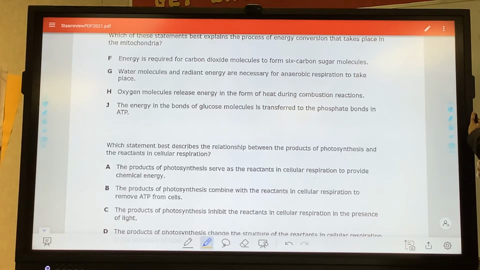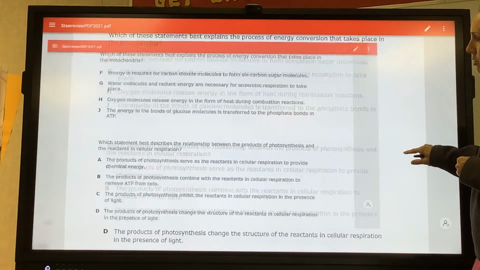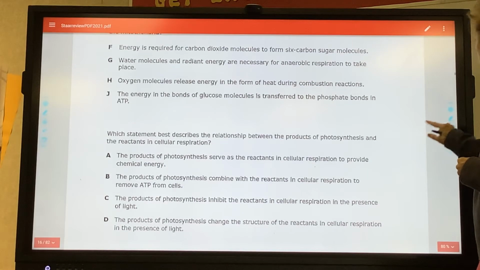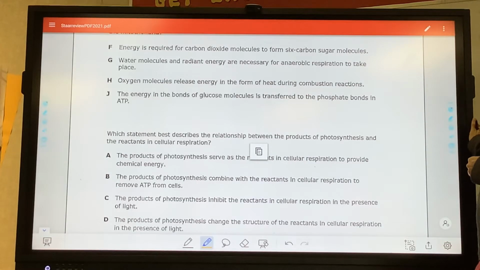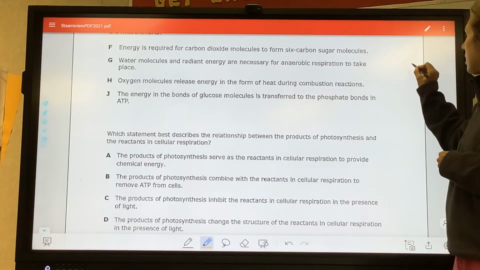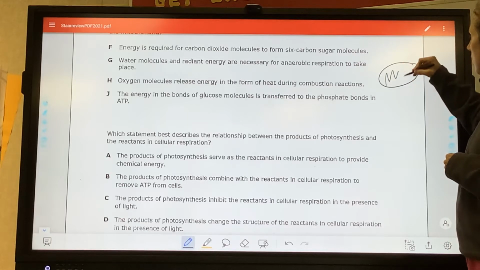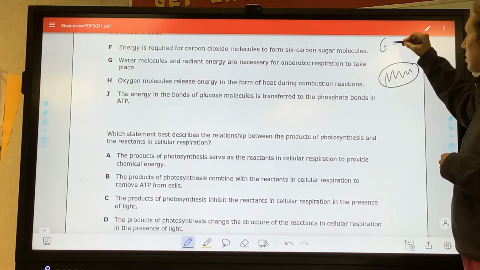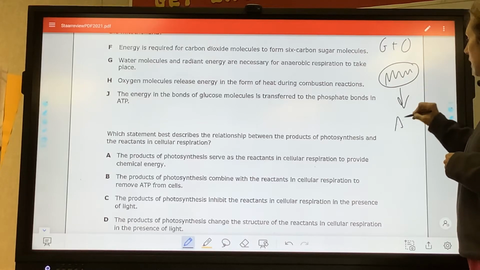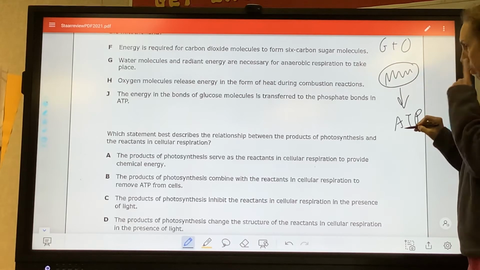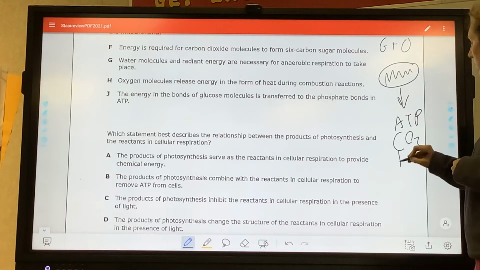Which of these statements best explains the process of energy conversion that takes place in the mitochondria? Okay, so what happens in the mitochondria? In the mitochondria, that's where we eat glucose and take in oxygen. What comes out? ATP. We breathe out CO2 and H2O.